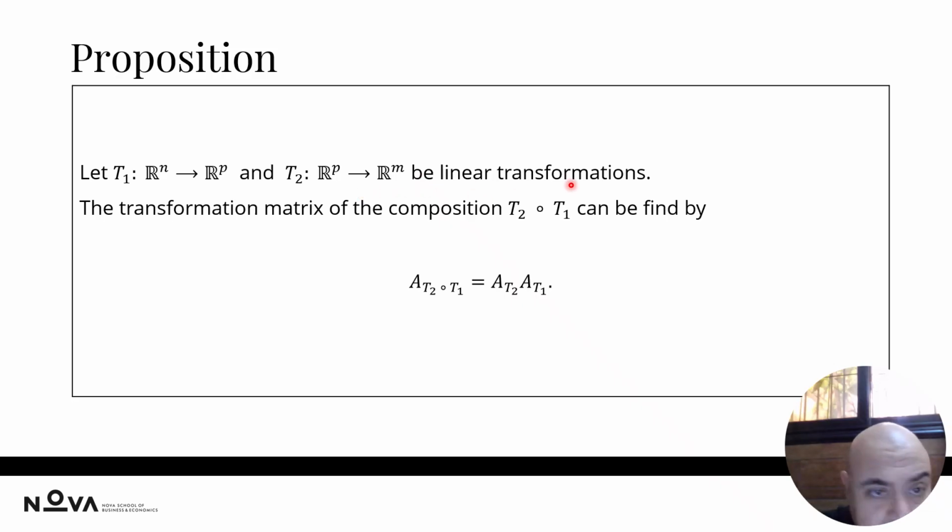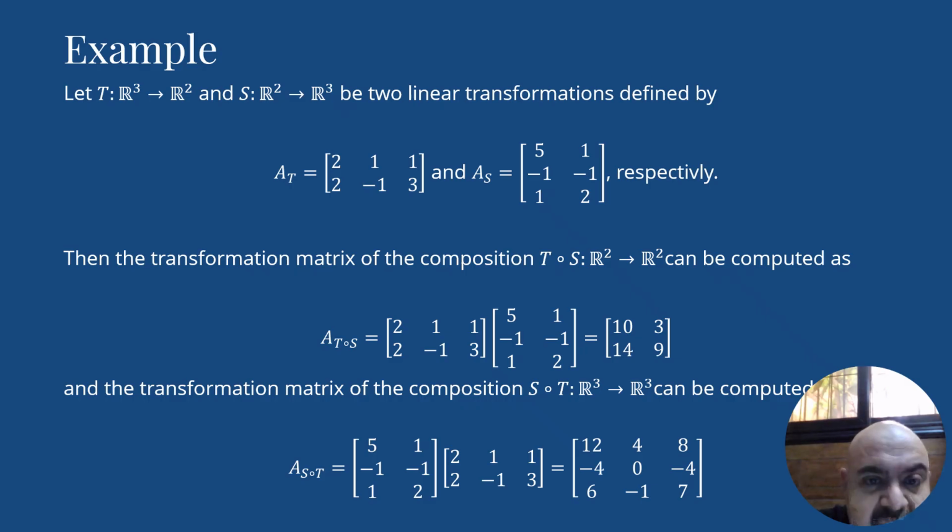The remark is very, very simple. The transformation matrix of the composition T2 composite T1, which means T2 of T1, is going to equal the transformation matrix of the second times the first, T2 times T1, in this order. So let's see this example.